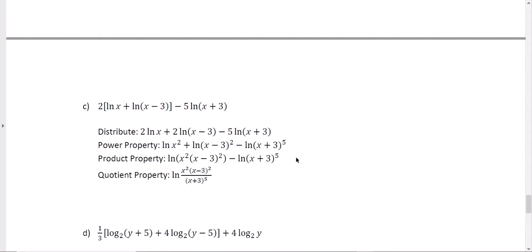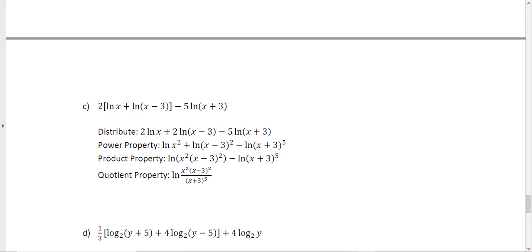Last two examples. 2 brackets, natural log of x plus the natural log of x minus 3, close the bracket, minus 5 natural log of x plus 3. First, we're going to distribute our 2. The 2 goes to the natural log of x, and the 2 is also a coefficient on the natural log of x minus 3. We still have the minus 5 natural log of x plus 3 just kind of hanging out back here.